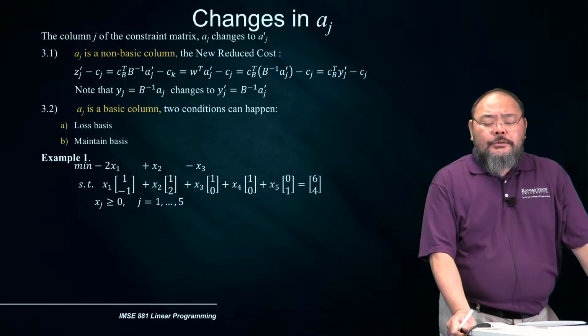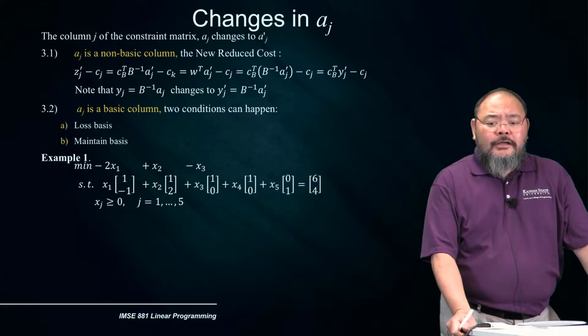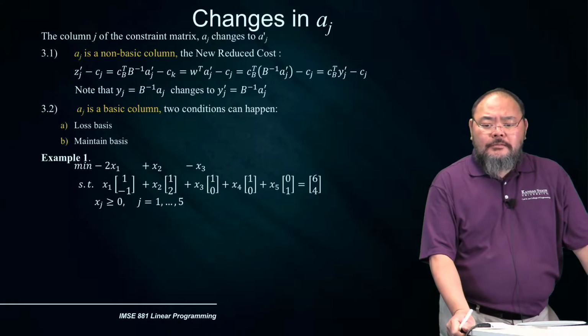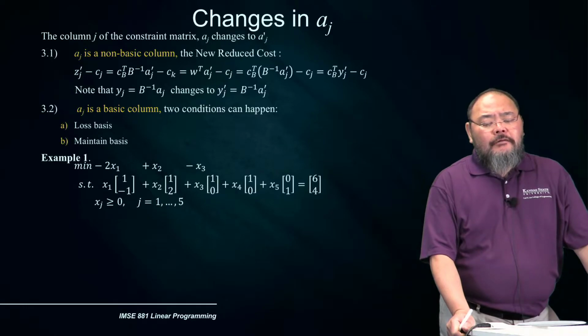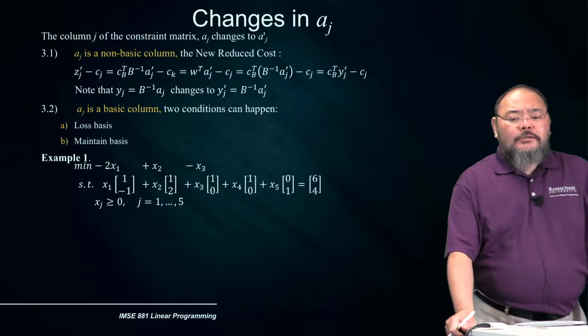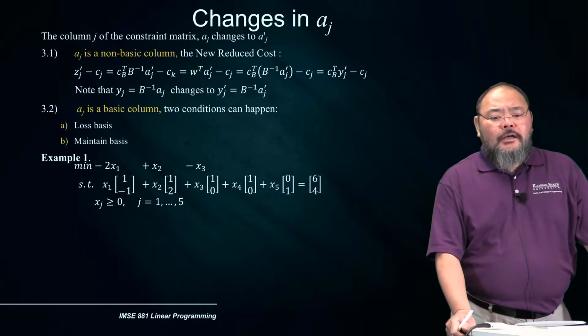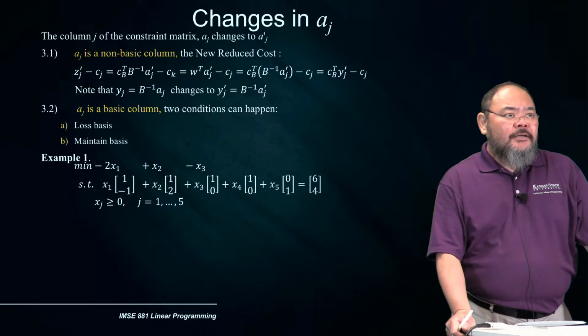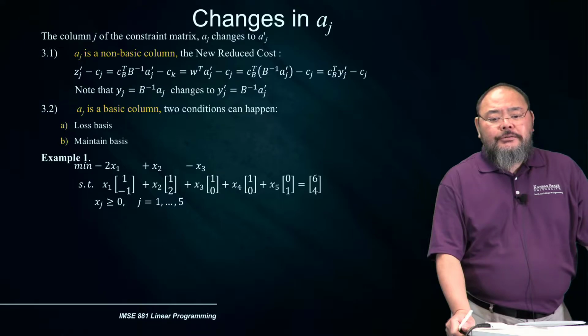Now we're going to study changes in the constraint coefficients, if one of the columns in the constraint matrix changes. The column j of the constraint matrix, Aj, changes from Aj to Aj prime, and that's what's going to happen. First, if Aj is a non-basic column, we need to calculate the new reduced cost.